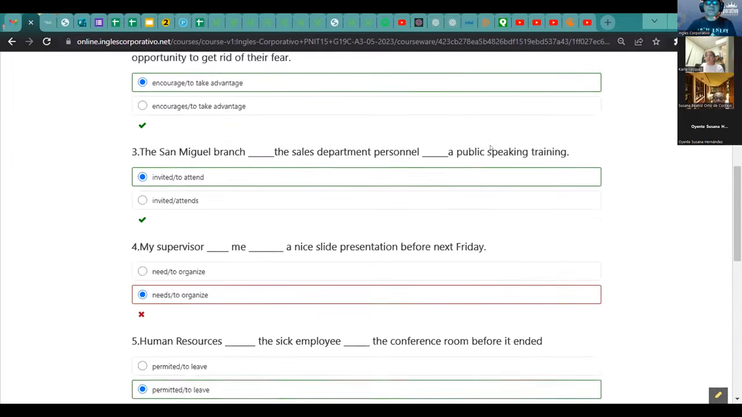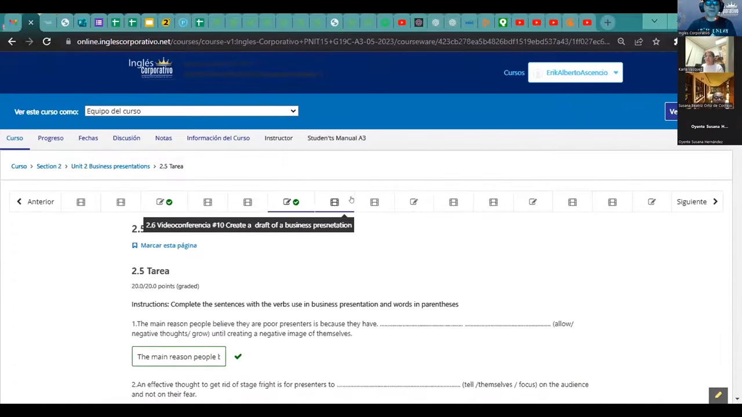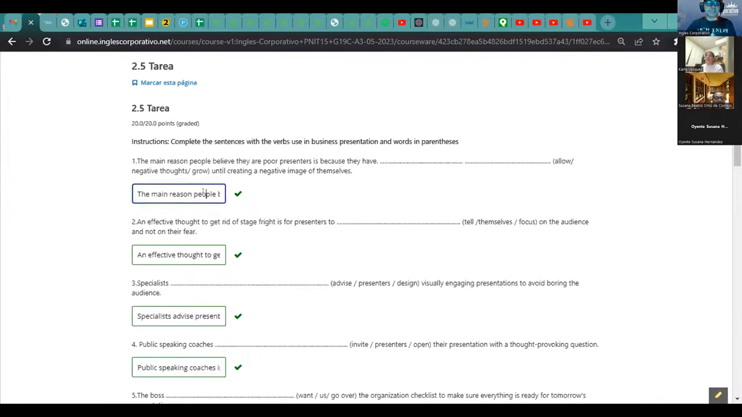And the other one that sometimes causes some problem is the 2.5. So let's check that. The main reason people believe they are poor presenters is because they have allowed negative thoughts to grow until creating a negative image of themselves. Period. So here we have to enter the whole sentence, not only the answer, or the missing part.